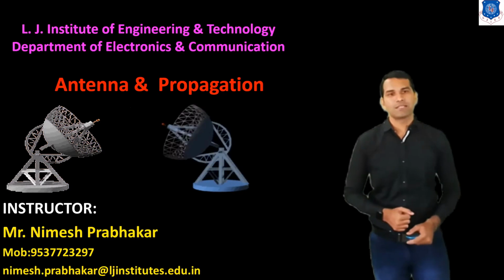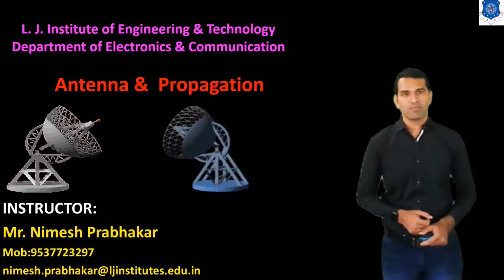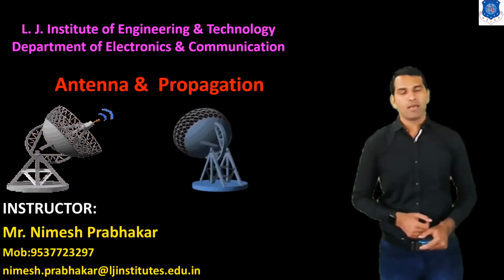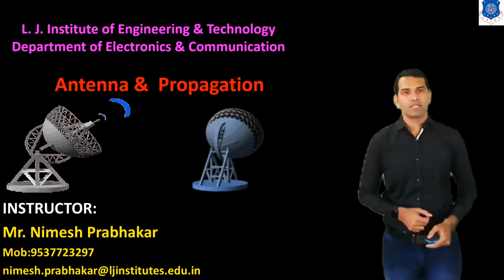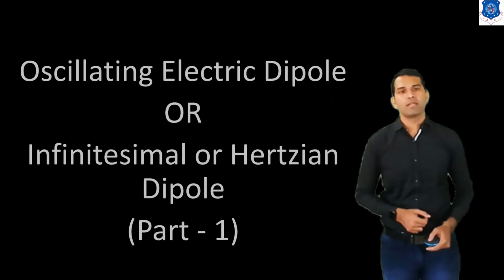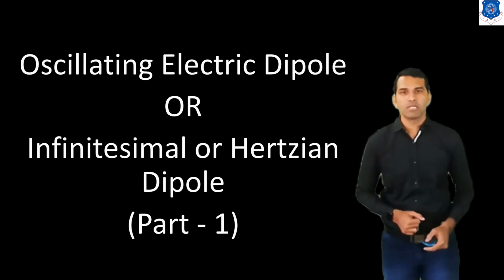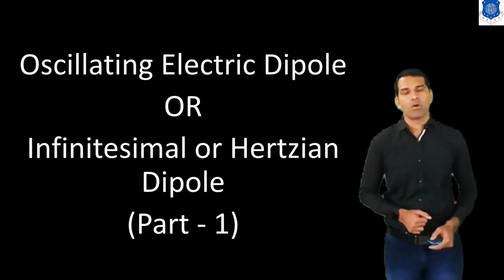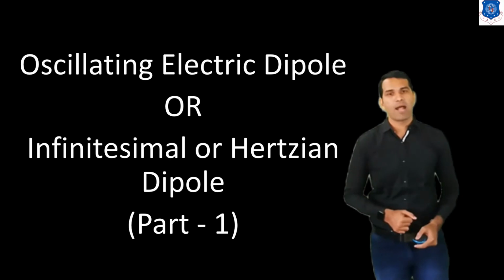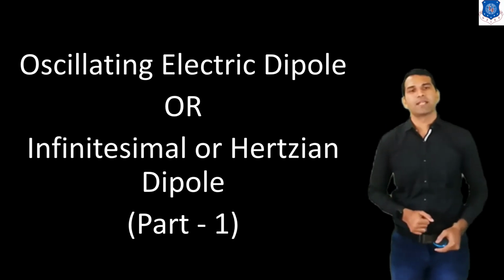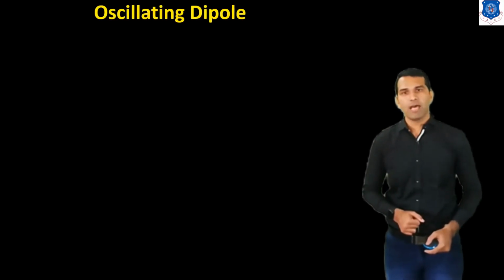In my last lecture, we started a new chapter, the dipole antenna. In this lecture, we discuss the first type of dipole antenna, that is the oscillating electric dipole, also known as the infinitesimal dipole or Hertzian dipole. This is part 1 for the oscillating electric dipole. Now we start.